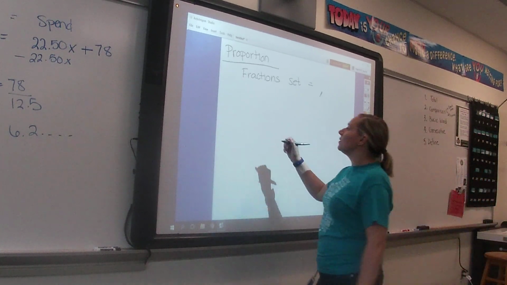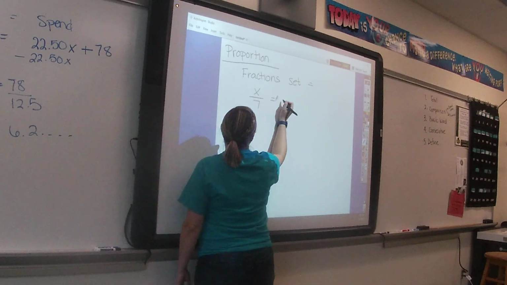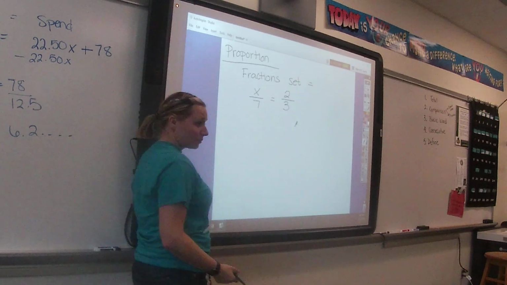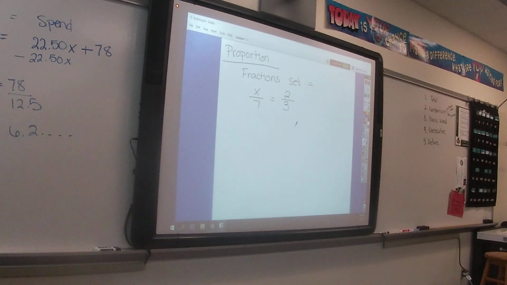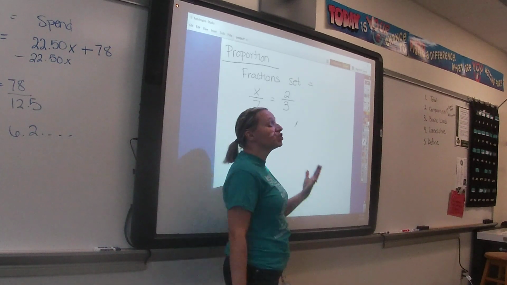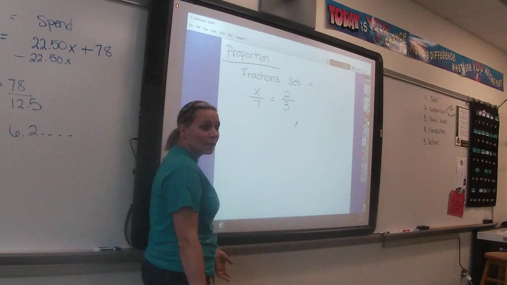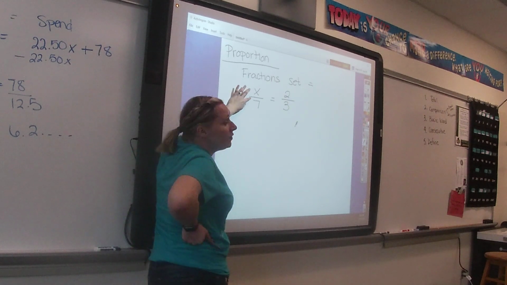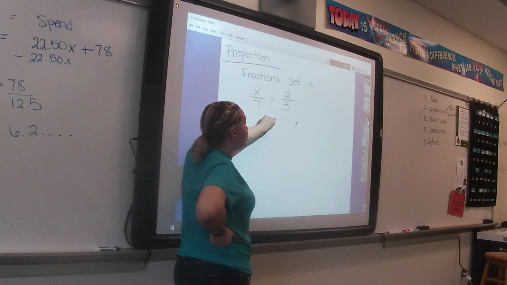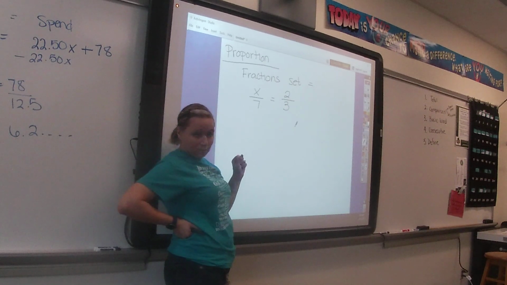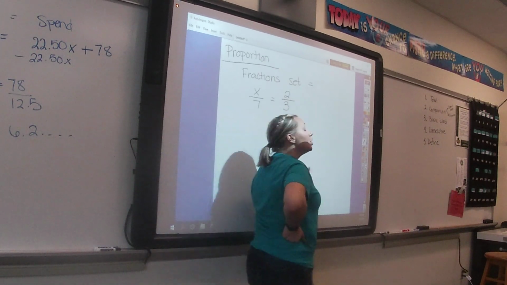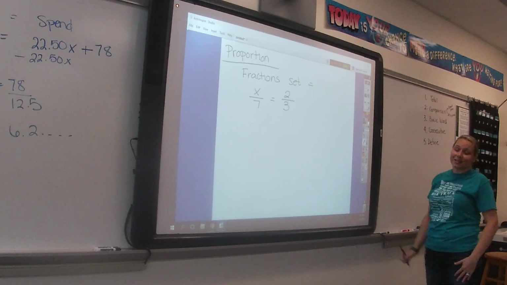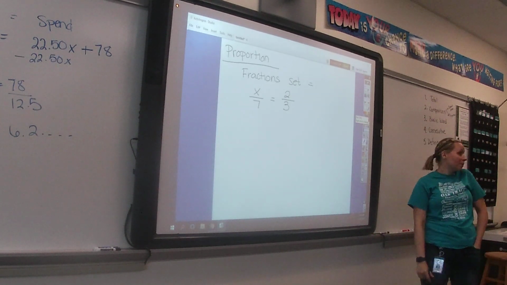Okay, so if we have something like x over 7 equals 2 over 3, these are two fractions being set equal to each other. This is a proportion. Now, we have a couple options as to how we want to solve this proportion. Option 1, how do we undo division? Multiplication, and we could multiply each side by 7. Correct? Option 2 is that you can avoid that fraction altogether, and you can cross multiply.